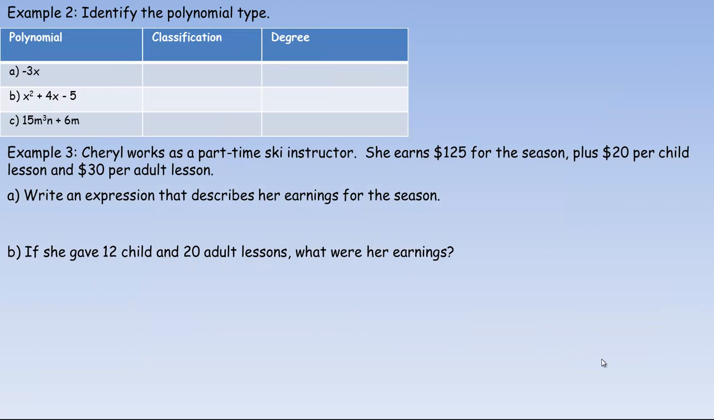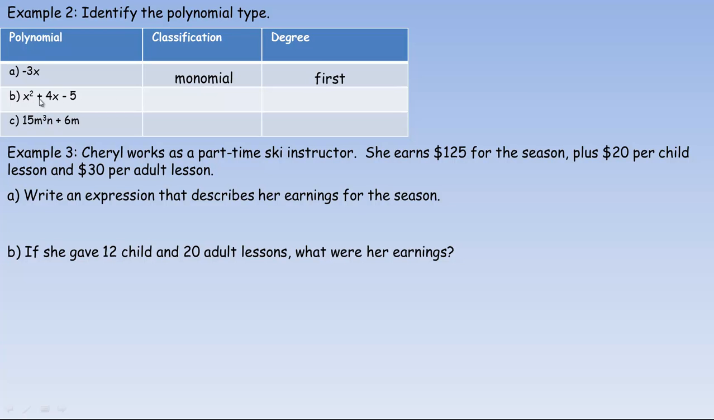In the second example, you're asked to identify the polynomial type. And so we're talking about classification and degree here. So the classification is just what we were talking about a moment ago, whether it has 1 term as a monomial, 2 terms as a binomial, etc. And so this has 1 term, the negative 3x, so we would call it a monomial. Now the degree of a term, or a group of terms, a polynomial, if you look at a term, now there's an exponent of 1 here automatically if you see just x, or whatever the variable might be. So this would have a degree of 1. It would be the first degree.